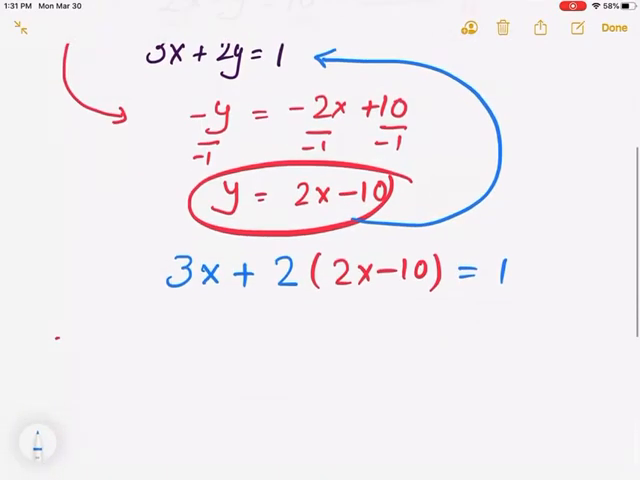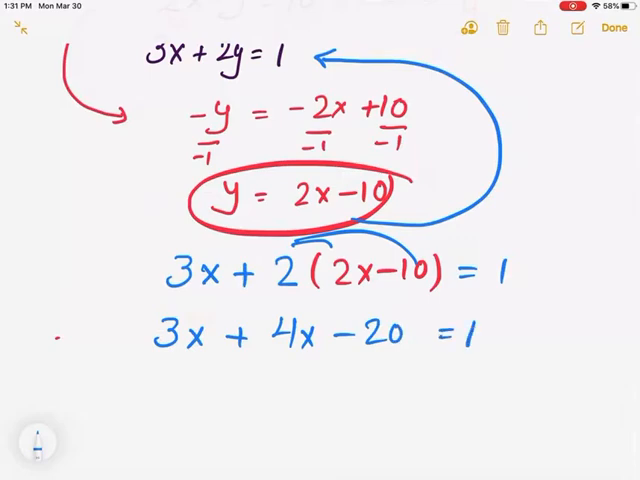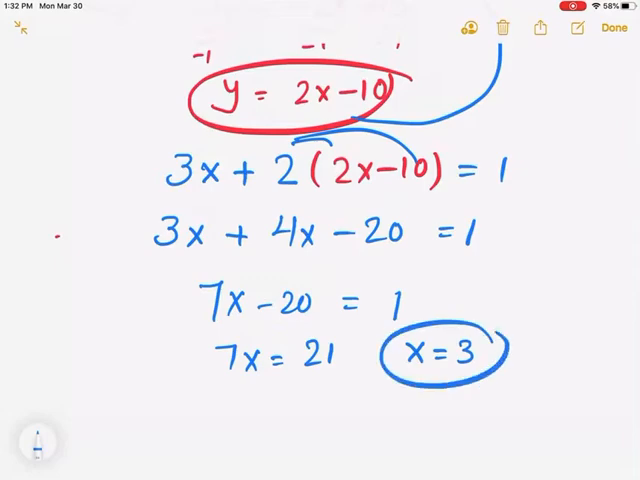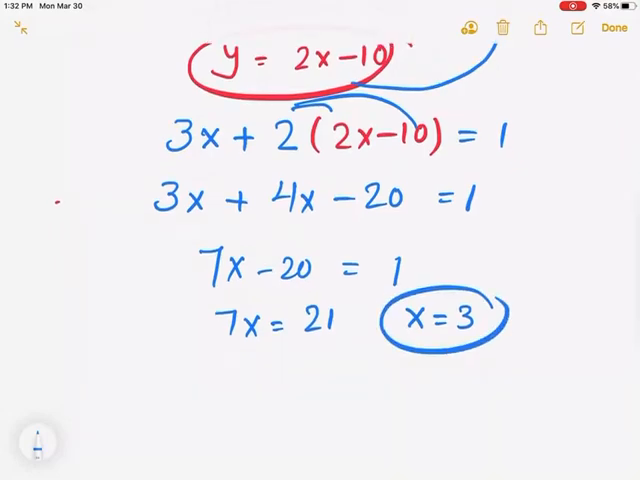Now this is just a simple equation, so let's distribute and solve. 3x, distribute the 2, this is 4x minus 20, equal to 1. Combine like terms: 7x minus 20 equals 1. Add 20 to both sides, it's 21, so x is equal to 3. That's just my first answer. I still have to solve for y.